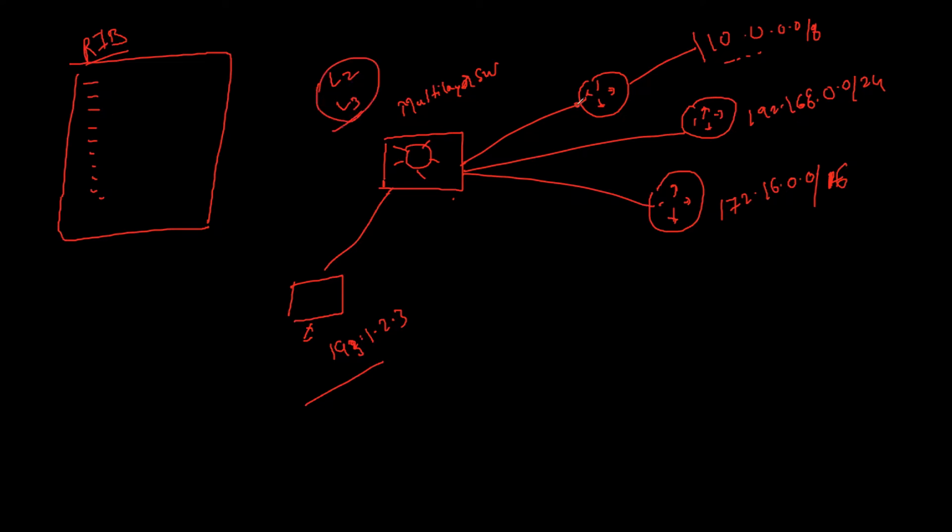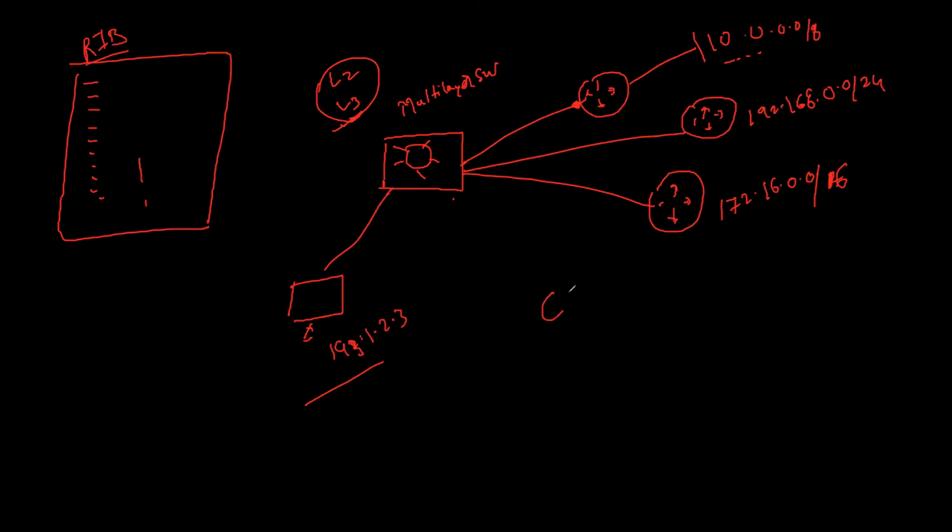Correct. Layer 2 is for understanding the MAC address of this interface so that it can transfer the packet, and layer 3 is required because only the MAC address is not enough. It should know the next hop. What is the next hop? So a layer 3 lookup is required, and this is going to take a lot of time.